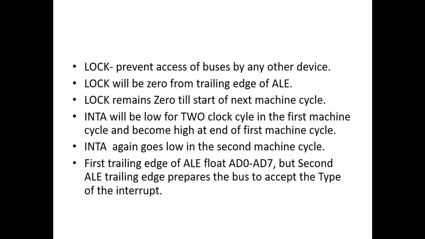Then LOCK prevents access to the buses by any other device. LOCK will be 0 from the trailing edge of ALE, and remains 0 till the start of the next machine cycle. And INTA will be low for 2 clock cycles in the first machine cycle and become high at the end of the first machine cycle. So INTA again goes low in the second machine cycle. Then the first trailing edge of ALE floats AD0 to AD7, but the second ALE trailing edge prepares the bus to accept the type of the interrupt.